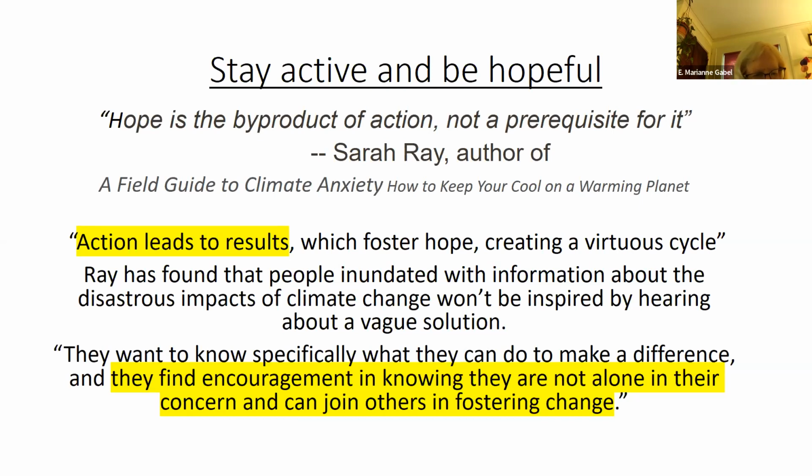Sarah Ray wrote this book, A Field Guide to Climate Anxiety, How to Keep Your Cool. Hope is the byproduct of action, not a prerequisite for it. Action leads to results, which foster hope, creating a virtuous cycle. She's found that people inundated with information about the impacts of climate won't be inspired by hearing about a vague solution. They find encouragement in knowing they're not alone in their concern and can join others in fostering change.